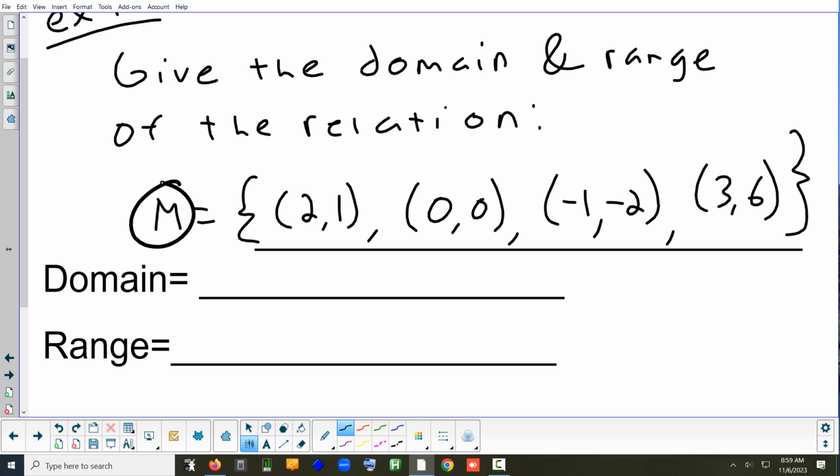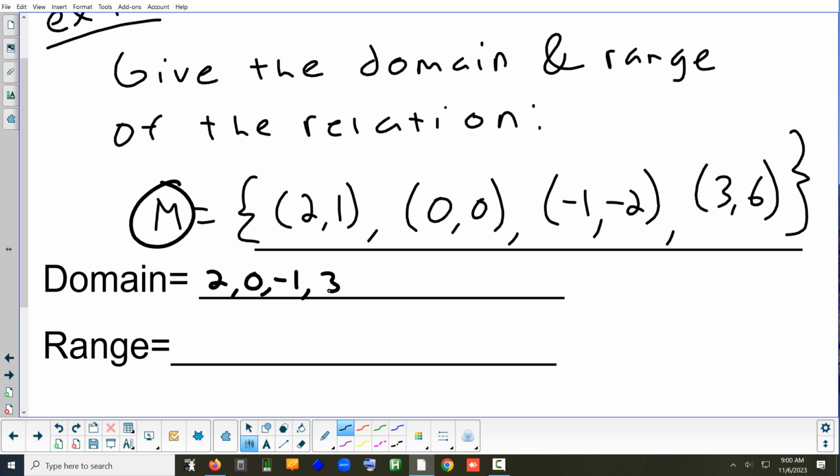Okay, so let's see if we can list the domain. Anyone think they could give me the domain of that relation? Sam? 2, 0, -1. Yep, and again, that's not in order, lowest to highest, but it technically does not have to be. Okay. 2, 0, -1, 3. And so that's the domain of the relation.